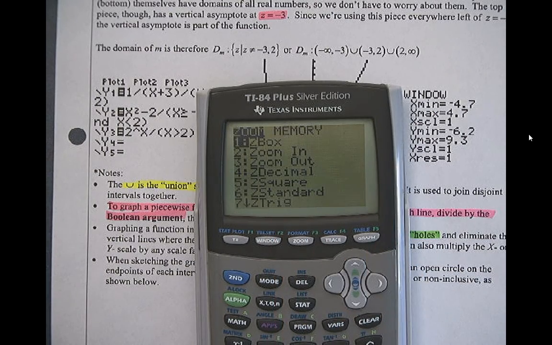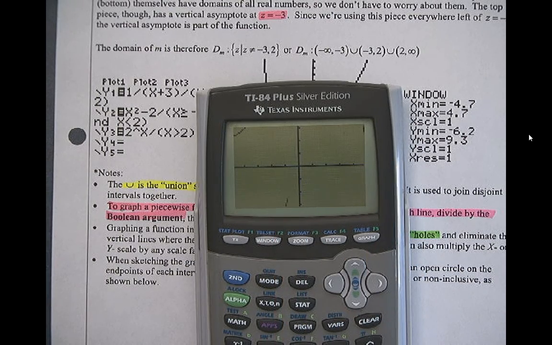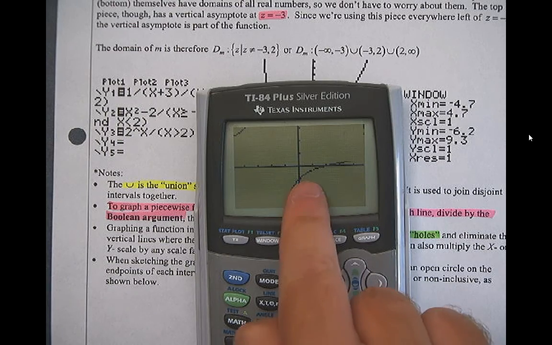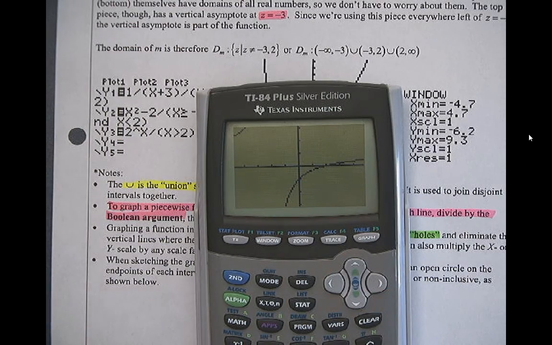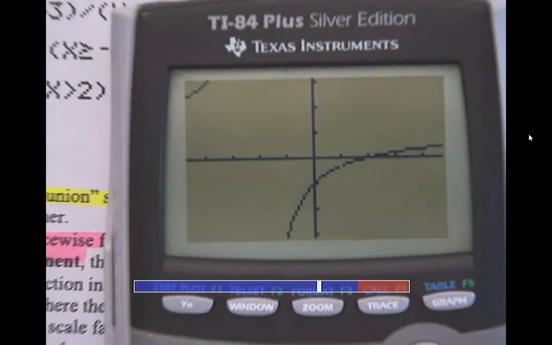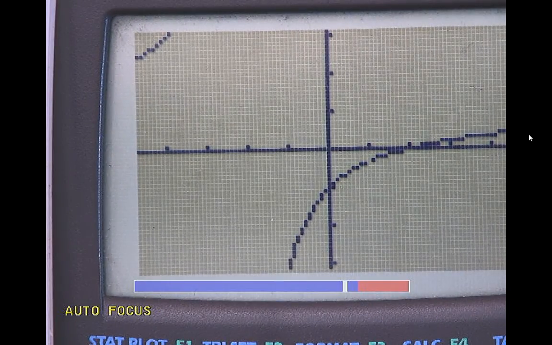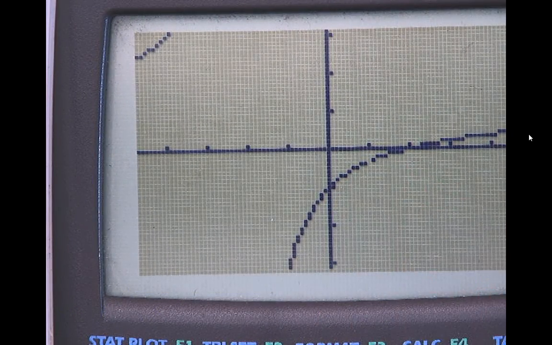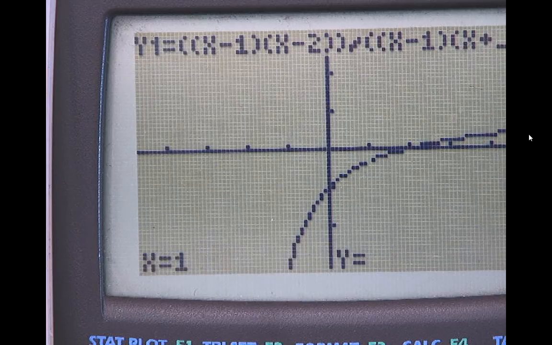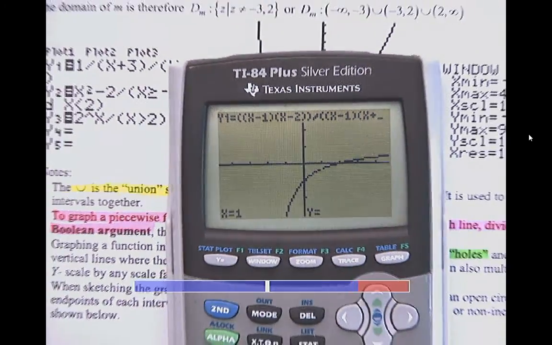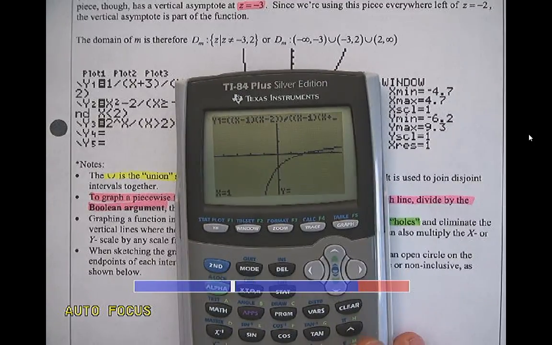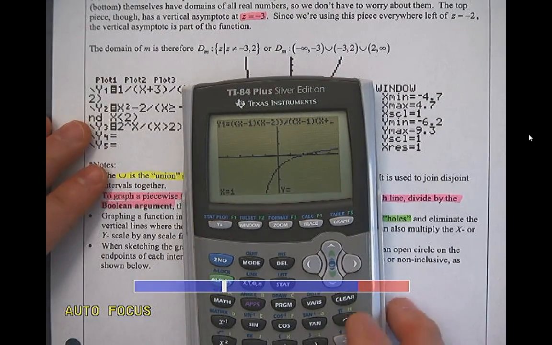Zoom, decimal. There it is. You see it? That one's a little bit better. Hopefully you can see that one a little bit better. I don't know why the other one didn't work as well. See how it actually took out the hole when I traced to -1? Traced to -1, there's no value there. So anyway, kind of interesting. I don't know how much it'll show up, but something worth remembering.